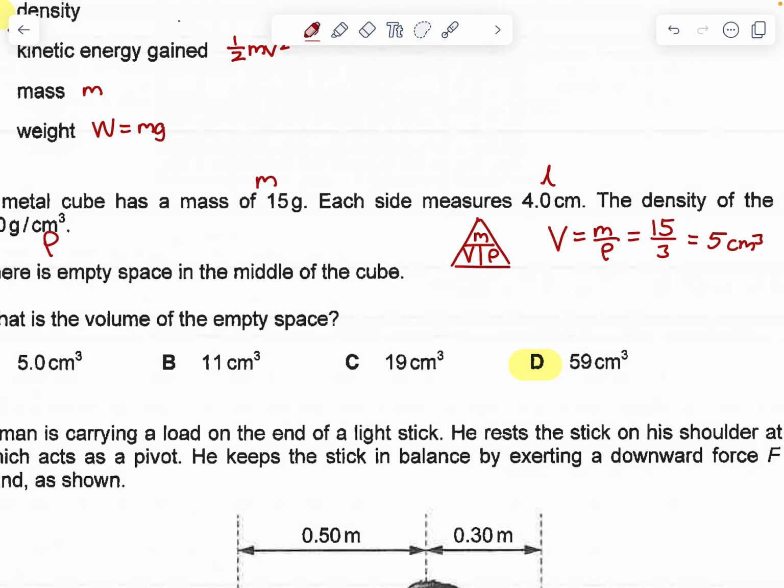Okay, since we know each side of the cube is 4 cm, we can find the total volume, 4 times 4 times 4, minus the volume of the metal. We actually get 59 centimeter cube.